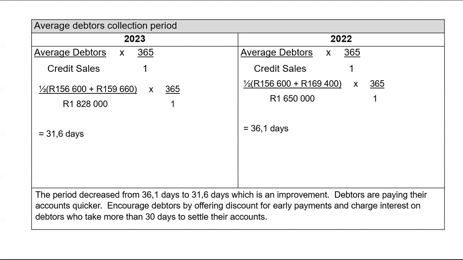Encourage debtors by offering discounts for early payments and charge interest on debtors who take more than 30 days to settle their accounts, because you need that money back as quickly as possible because you need to pay off your creditors between 60 days and 90 days.